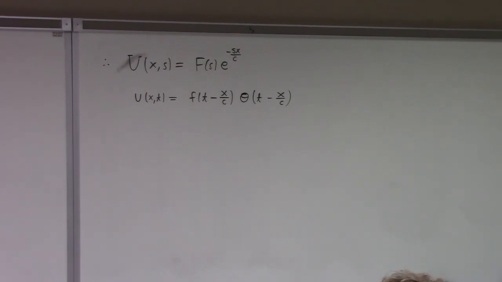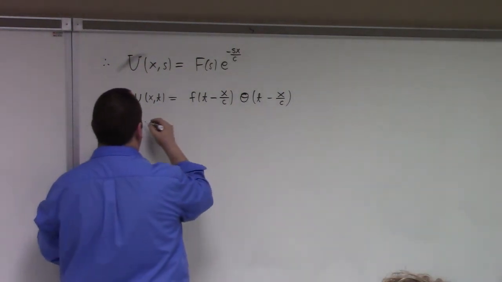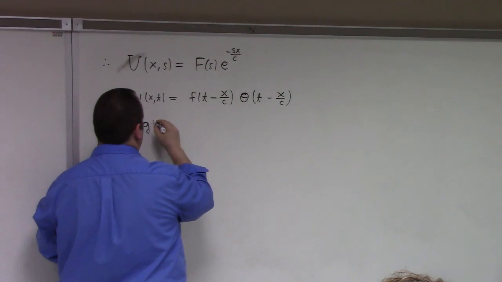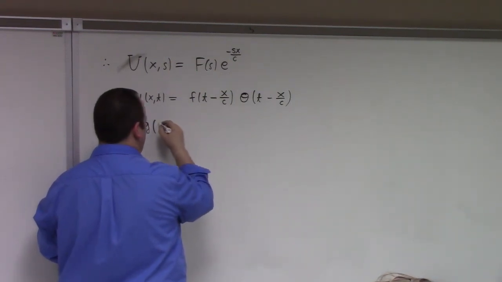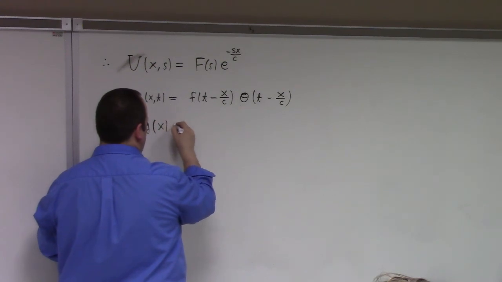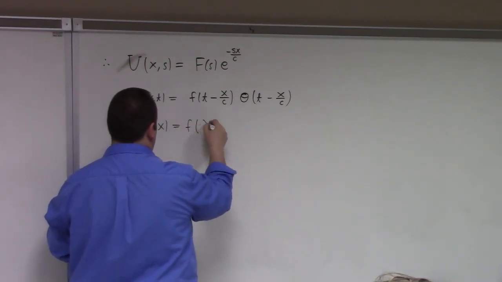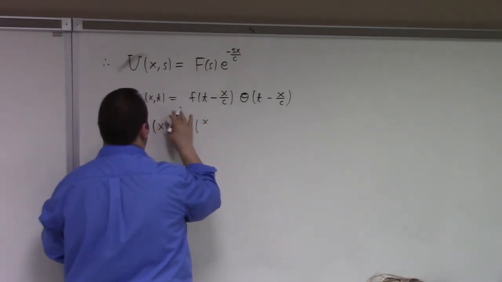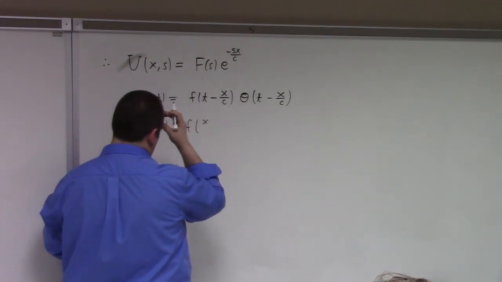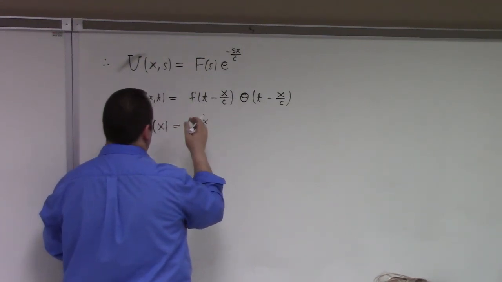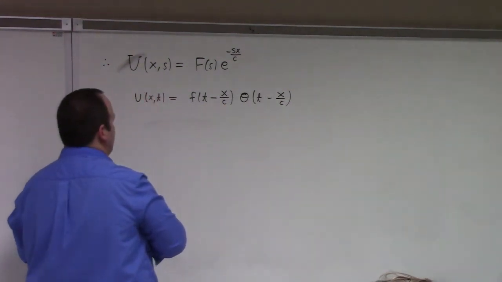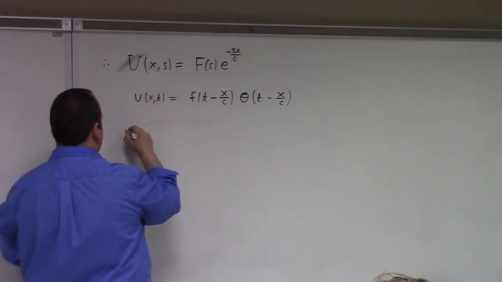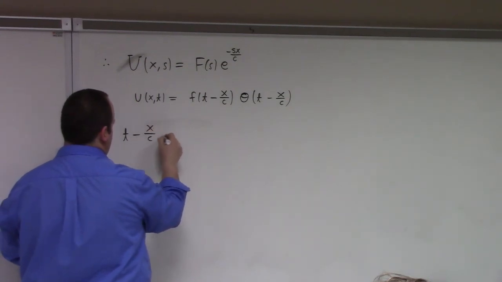Let's see here. I need to introduce another function like g of x, which is equal to f of x over c or something like that. No, how does it go? I'm trying to rewrite this so you can see more clearly what's going on here. What happens when t minus x over c equals 0? What is that?